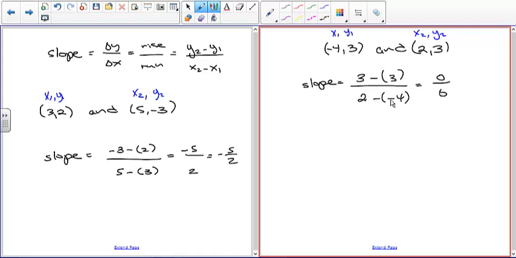2 minus a minus is a positive. So the answer is 0. You don't want to show it as 0/6. You want to simplify it. Anytime you can simplify the slope, you want to go ahead and do that.